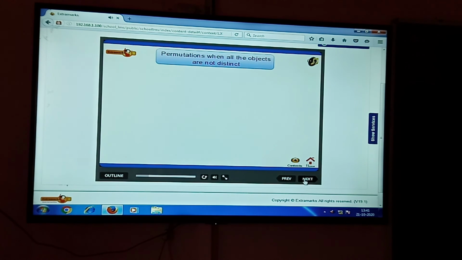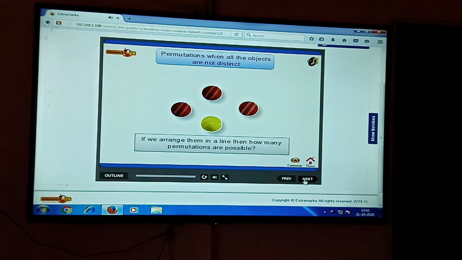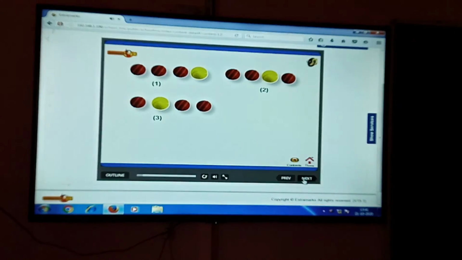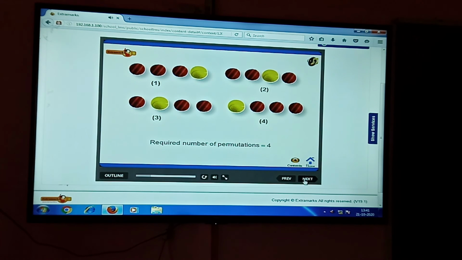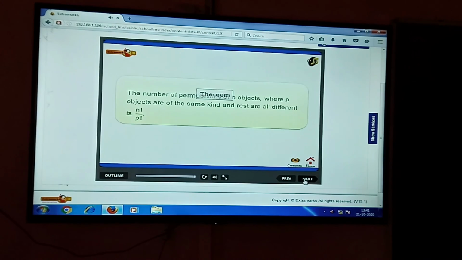Now, we will study the concept of permutations when all the objects are not distinct. Take 4 balls, out of which 3 are exactly same and 1 is different. If we arrange them in a line, then how many permutations are possible? Here are all the possible arrangements. Therefore, the required number of permutations is 4. If there are too many objects, then arrangement of these objects becomes complex. Therefore, to make this process easier, we will use the following theorem.